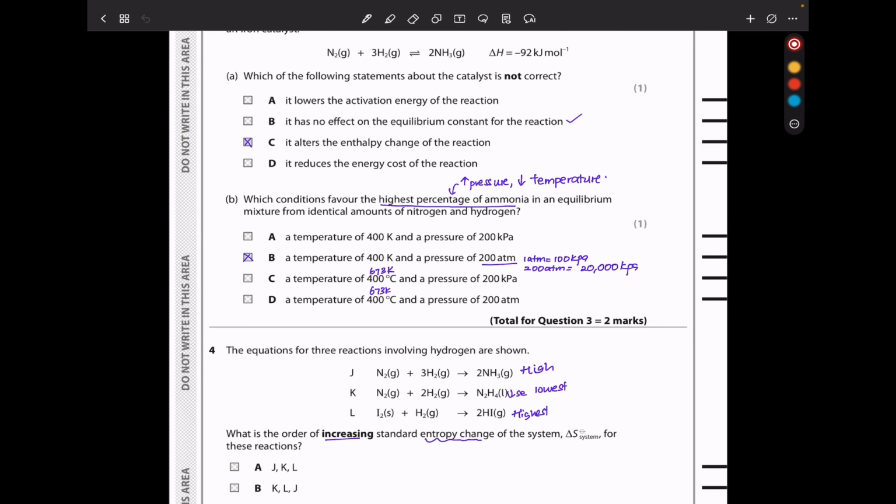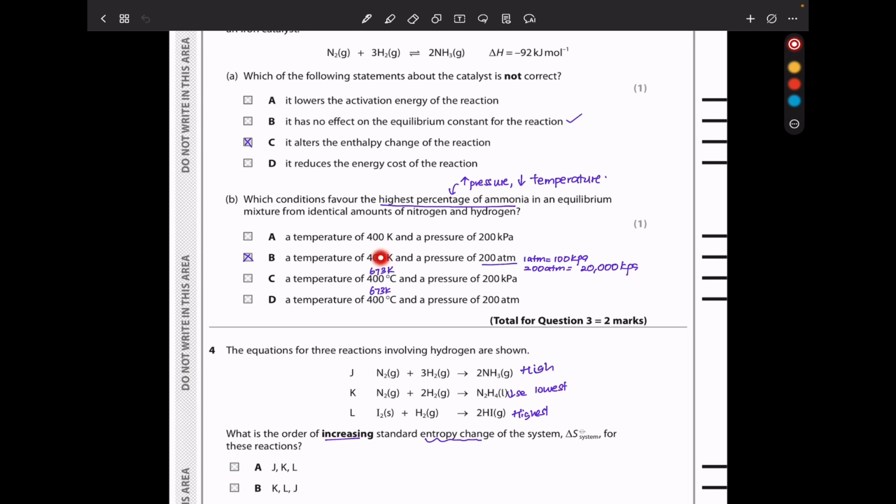In part B, which conditions favor the highest percentage of ammonia in an equilibrium mixture from identical amounts of nitrogen and hydrogen? Because they said higher percentage of ammonia, it means we want to favor the product side, so the temperature has to be lower since the forward reaction is exothermic, and since the product side has fewer gaseous molecules, the pressure has to be increased. So higher pressure and lower temperature, and therefore B is going to be my answer.